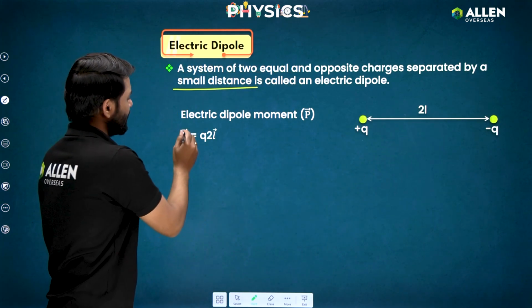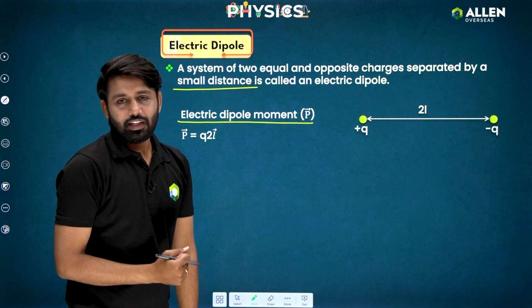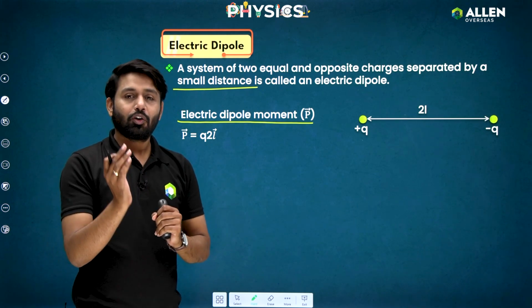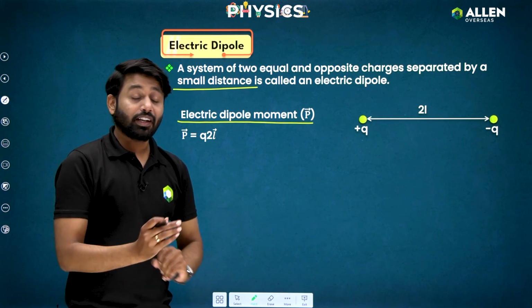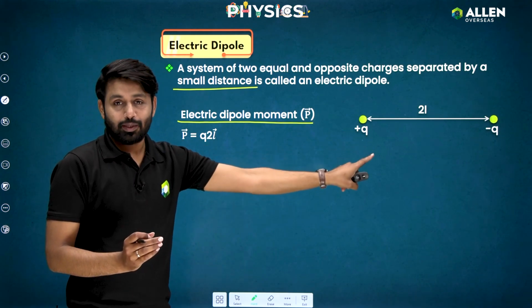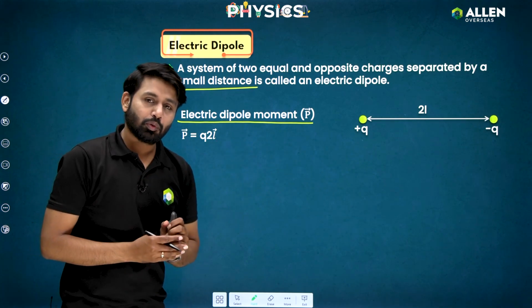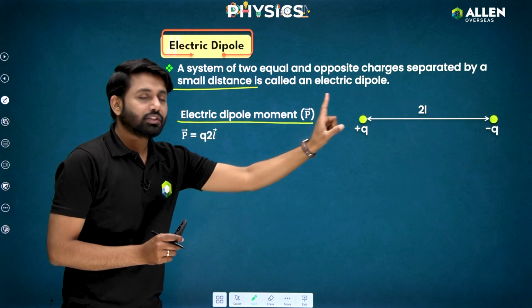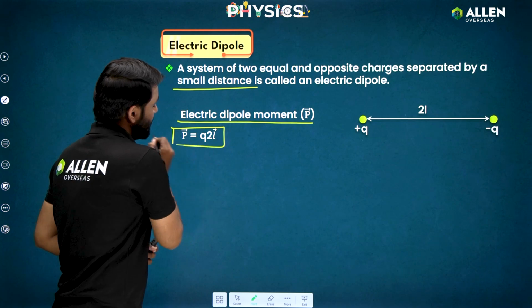Okay, you can say, sir, here electric dipole moment is written, okay? So what is electric dipole moment? Actually, electric dipole moment is the characteristic property of the dipole by which we can easily analyze electric properties of the dipole. Is that clear, students? So what is electric dipole moment? It's simple. It's the multiplication of Q and the separation between the charges, 2L. Okay, this is electric dipole moment. It is represented by P.